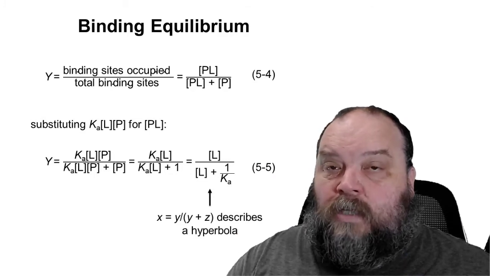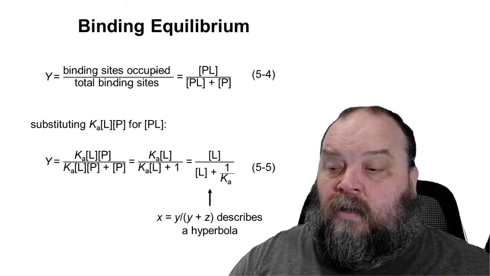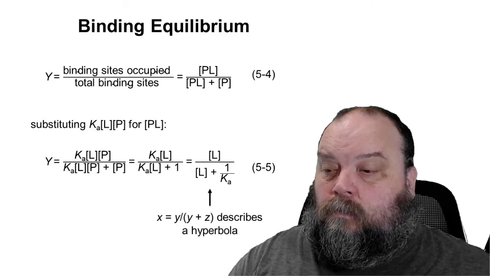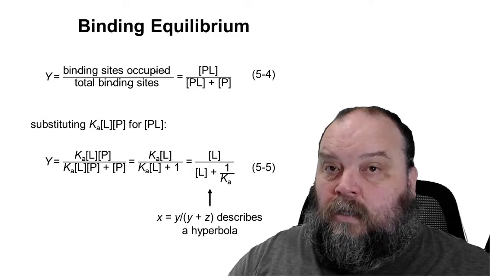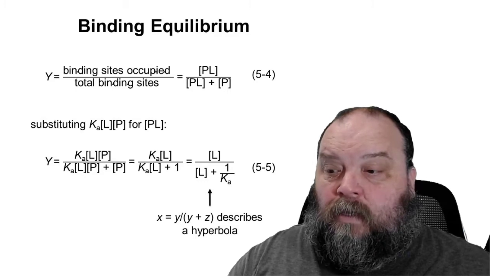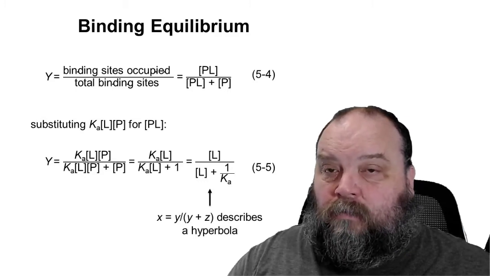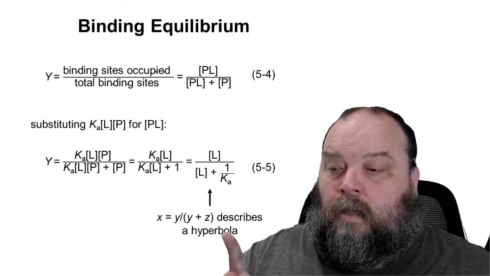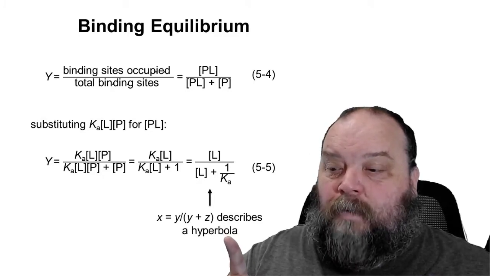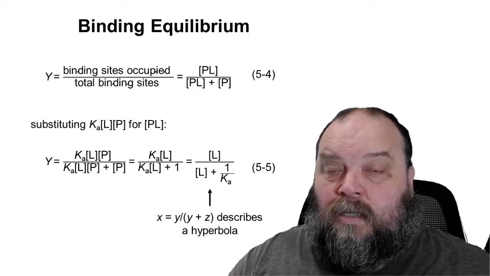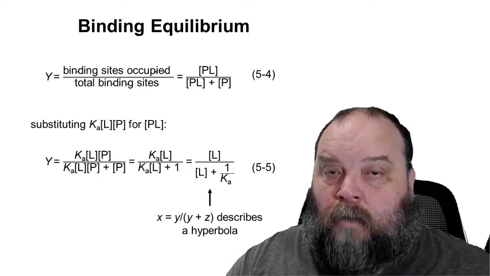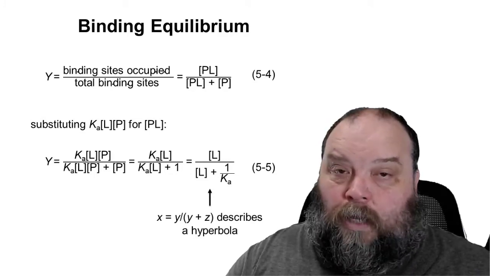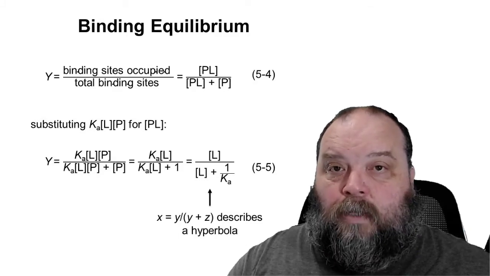Y equals the concentration of L divided by the concentration of L plus 1 over Ka is the resulting equation for 5.5. Well, it turns out that equation is quite similar to X equals Y divided by Y plus Z, which is the equation for a hyperbola. Gosh, I cannot say hyperbola today.